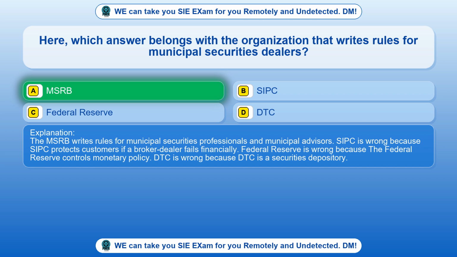SIPC is wrong because SIPC protects customers if a broker-dealer fails financially. Federal Reserve is wrong because the Federal Reserve controls monetary policy. DTC is wrong because DTC is a securities depository.